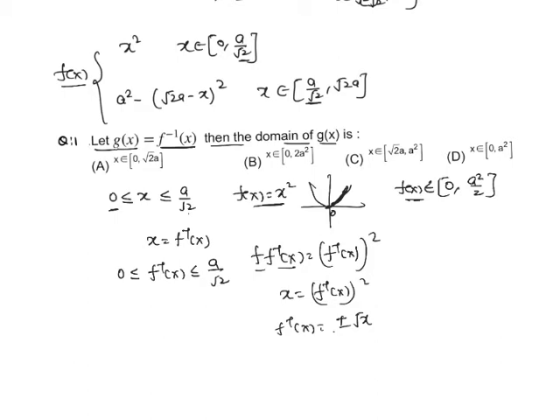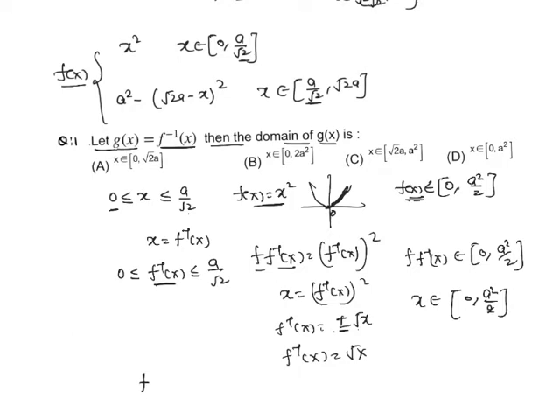Here, plus minus root 2x, minus is not valid because f inverse x lies from 0 to a by root 2. So we can say f inverse x equals root x. And if I put here, f of f inverse x belongs to the closed interval 0 to a square by 2. So x belongs to the closed interval 0 to a square by 2. So f inverse x equals root x, where x belongs to the closed interval 0 to a square by 2, where the range of f inverse x is the closed interval 0 to a by root 2.